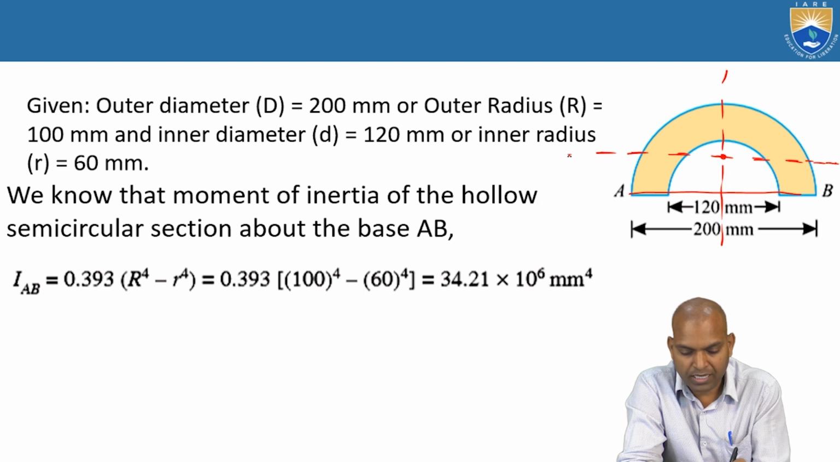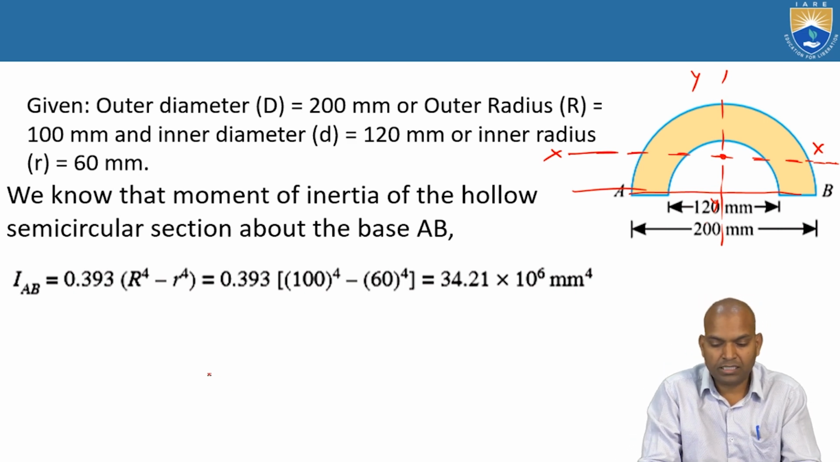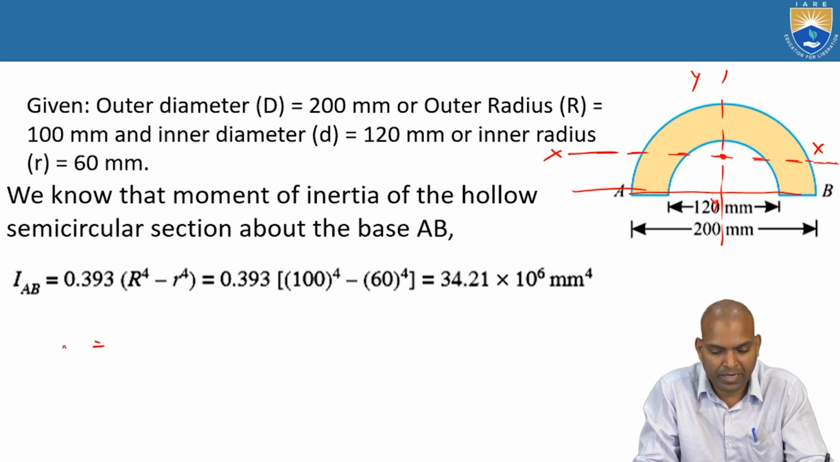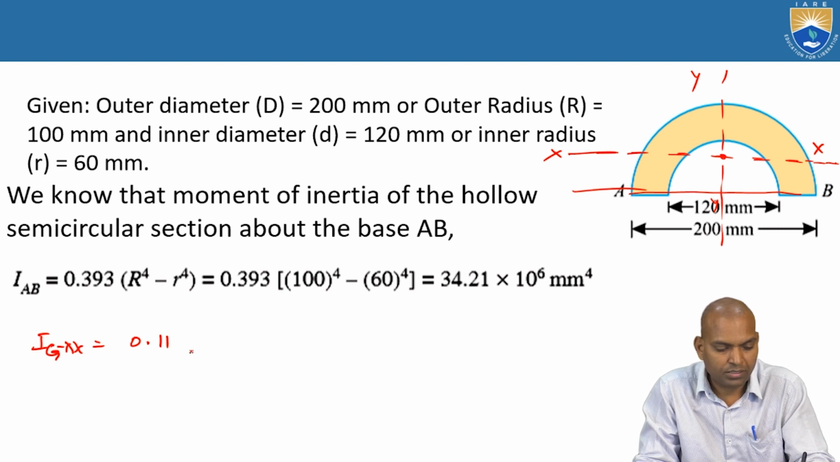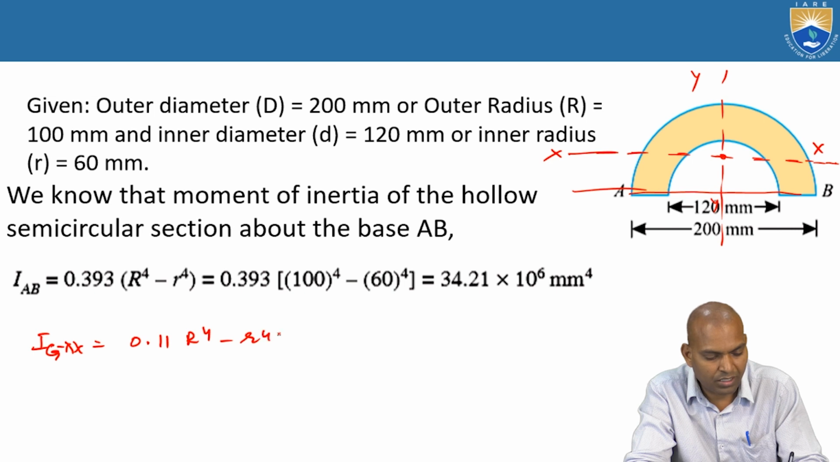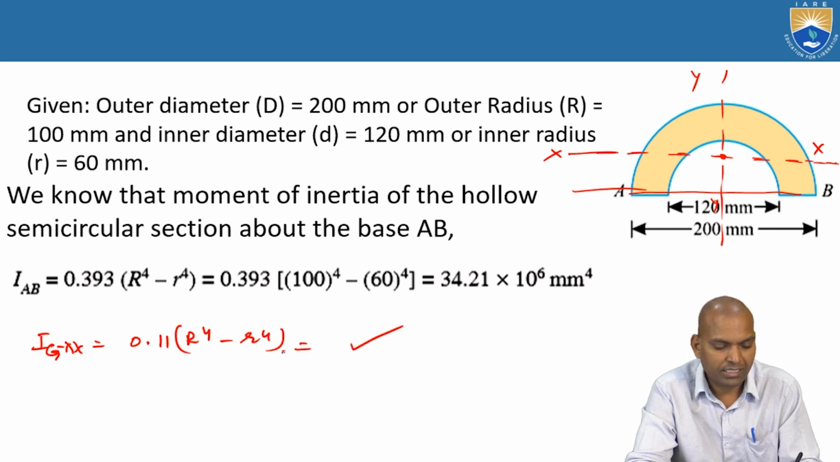How to solve this? We take axes passing through the centroid, parallel to the x-axis and parallel to the y-axis. Parallel to the x-axis, that is I_GXX, where the x-axis passes through the centroid. The expression is 0.11 times (capital R power 4 minus small r power 4). That is I_GXX, passing through the centroid parallel to the XX axis. If we substitute here, we get I_GXX.